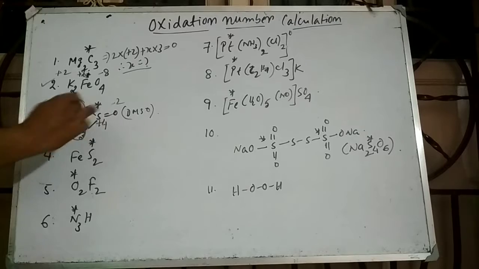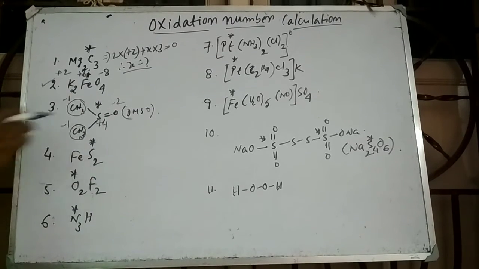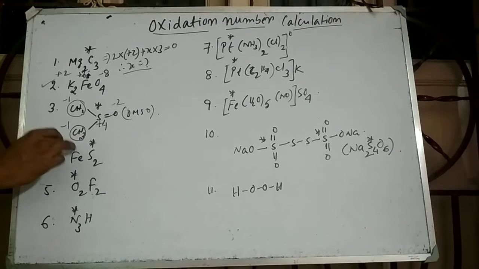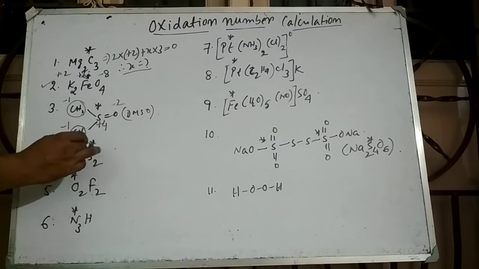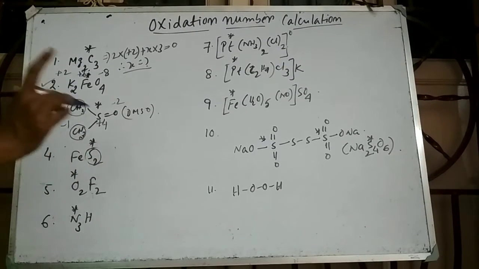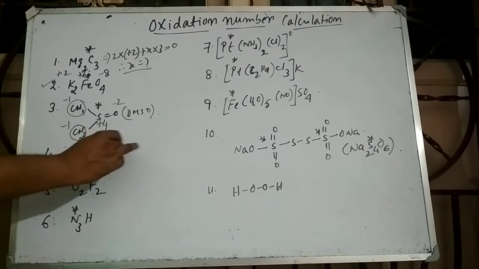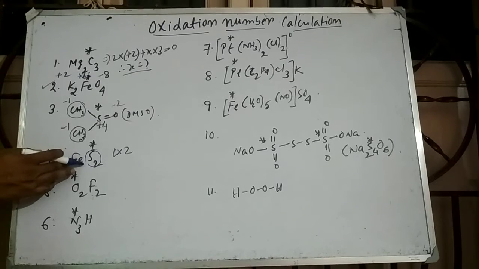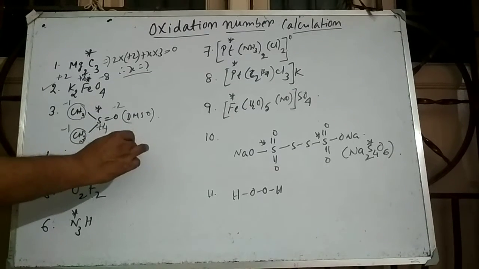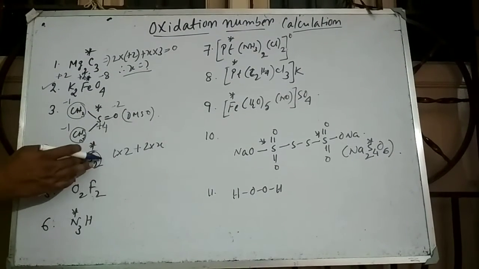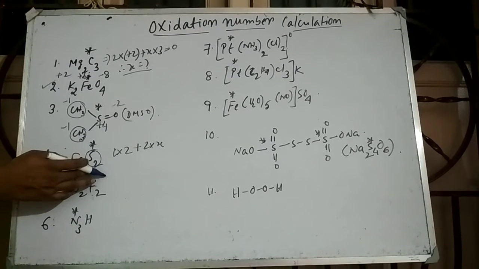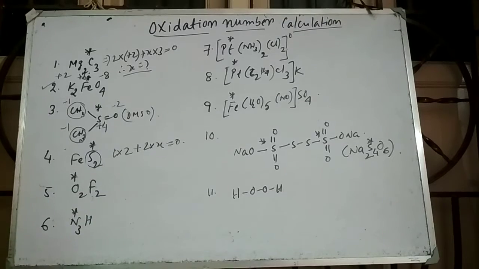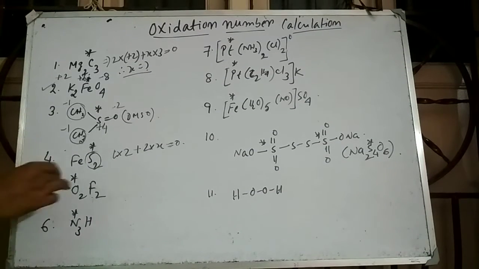Next, FeS2. We can calculate the oxidation state of sulfur. Fe is in the plus 2 state, because Fe exists as Fe2 plus. Let us consider the oxidation state of sulfur is X. Now 1 into plus 2, plus 2 into X equals 0. Then you calculate the oxidation number of sulfur.